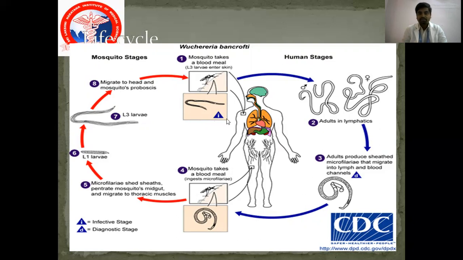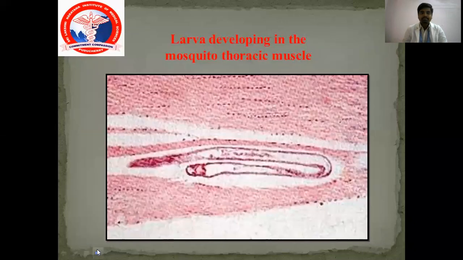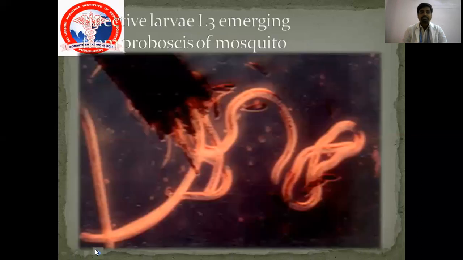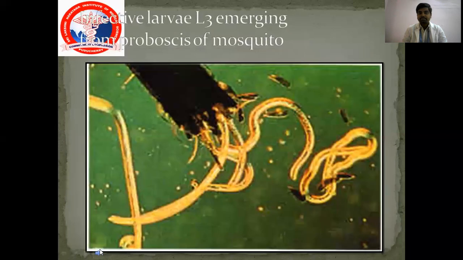Here I denotes the infective form. L3 is the infective form. D denotes the diagnostic form. This is the form we can diagnose in the patient's bloodstream. Here is the larva developing in the mosquito's thoracic muscle, so in the thoracic muscle we can see the larval form. And here is the infective L3 larva emerging from the proboscis of the mosquito. While sucking blood, the larva comes out from the mosquito's mouth part, the proboscis.